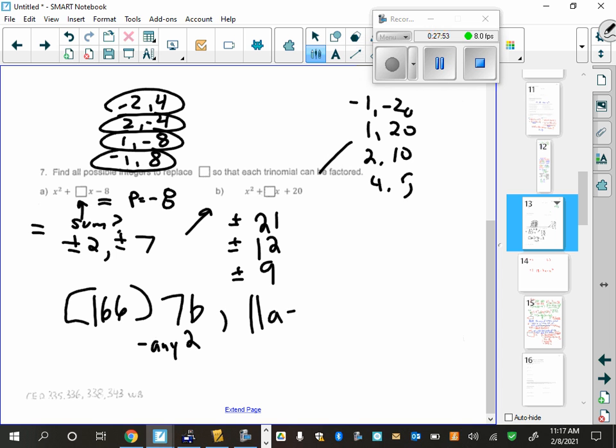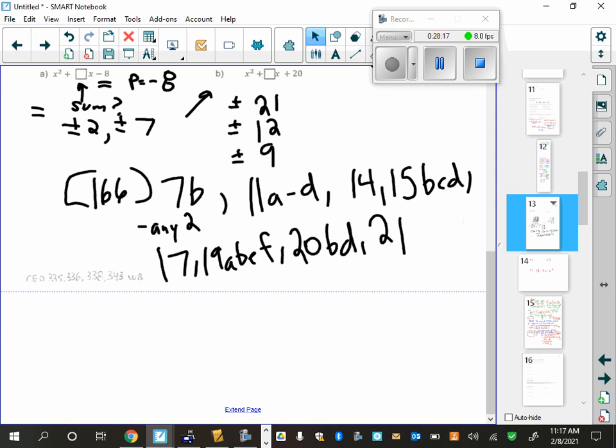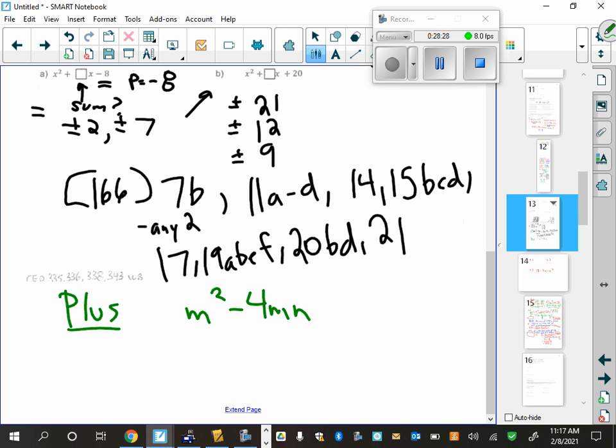11, A to D. 14, 15, B, C, D. 17, 19, A, B, E, F. And you know I'll be checking homework tomorrow. 21. Plus 2 questions that we need more work on. And if you don't do these 2 questions, you're not done your homework. So write them down. Nacho cheese squared.